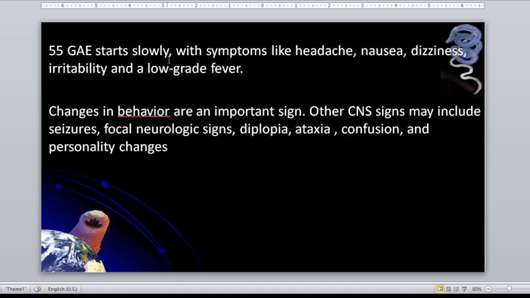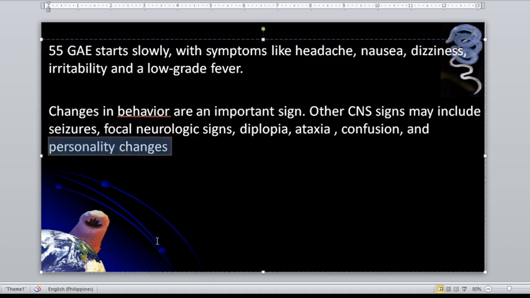Okay? So the GAE, because it's very long, just GAE. GAE starts slowly with symptoms like headache, nausea, dizziness, irritability, and low-grade fever. Okay, there are also changes in behavior, like when girls have their menstruation. Changes in behavior are an important sign, because the target of the Acanthamoeba is not only the central nervous system, but the brain. Other CNS signs may include seizures, focal neurologic signs, diplopia, ataxia, confusion, and personality changes.